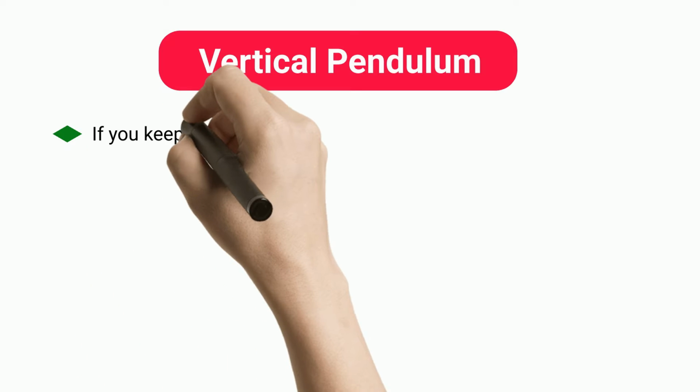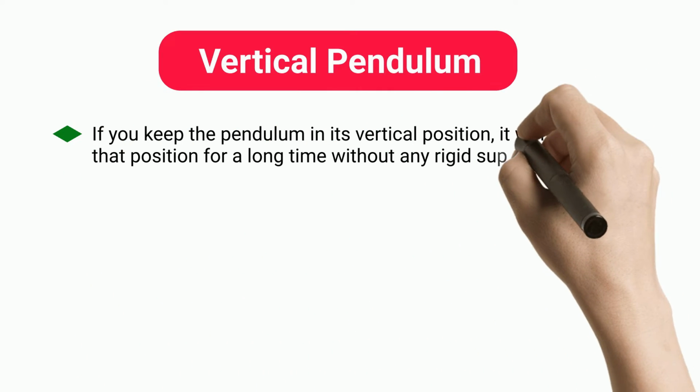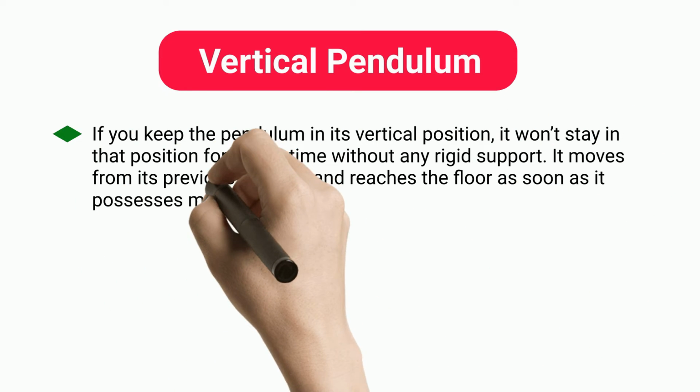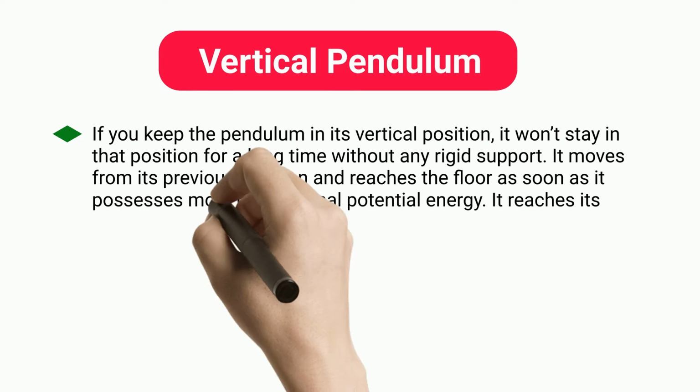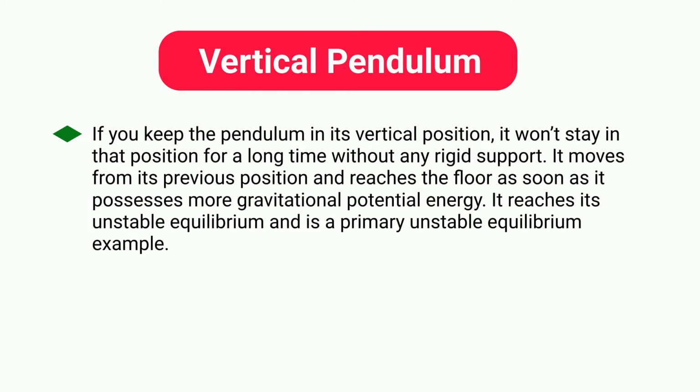Vertical pendulum. If you keep the pendulum in its vertical position, it won't stay in that position for a long time without any rigid support. It moves from its previous position and reaches the floor as soon as it possesses more gravitational potential energy. It reaches its unstable equilibrium and is a primary unstable equilibrium example.